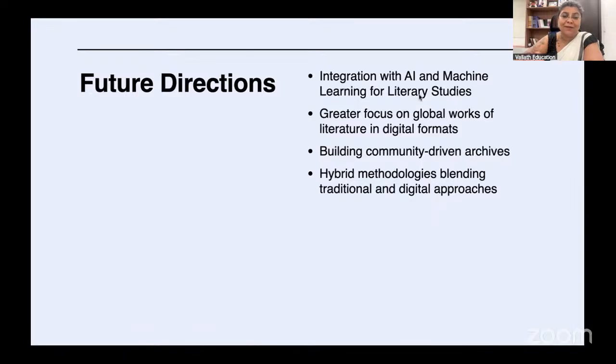Integration with AI and machine learning, greater focus on global works of literature in digital formats. The whole idea of global literature or world literature has now changed completely. Anything is accessible at our fingertips, isn't it so amazing? Hybrid methodologies, blending traditional and digital approaches. Do not stay traditional. Get up from your seats. Study digital humanities. We are all activists, digital humanities activists.